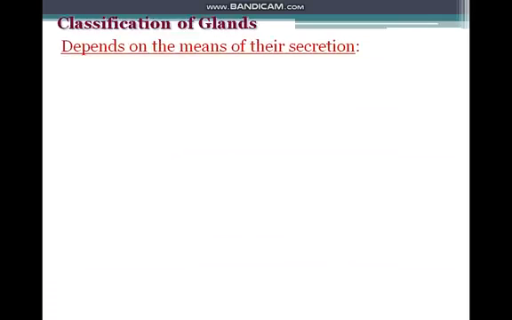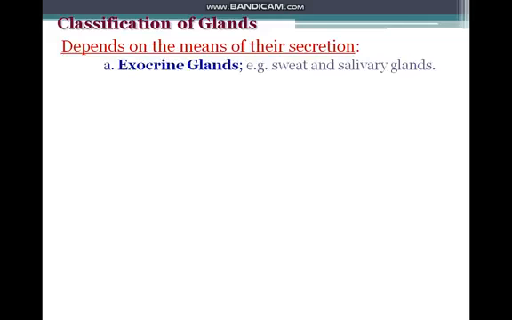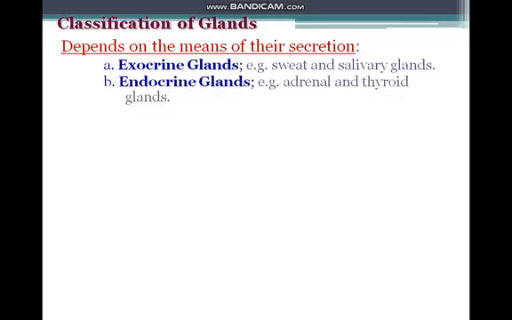Glandular epithelium is classified into different types according to the means of their secretion, such as the exocrine gland, which has a duct system and is found as in the sweat gland and the salivary gland, and the endocrine gland, which is also called a ductless gland, that conveys its secretion directly into the bloodstream without a duct system, such as in the adrenal and thyroid glands. And we have a mixed gland, such as the pancreas, which contains both exocrine and endocrine parts.